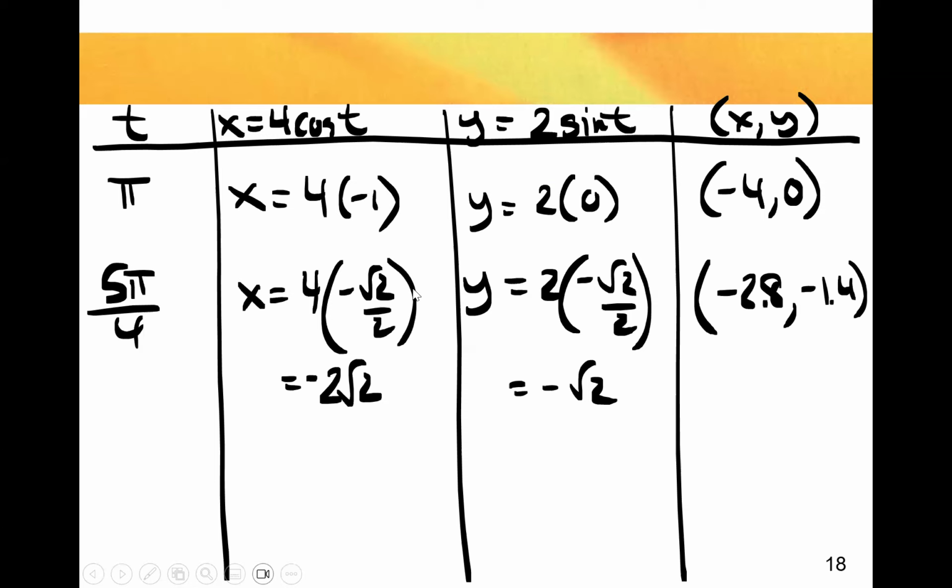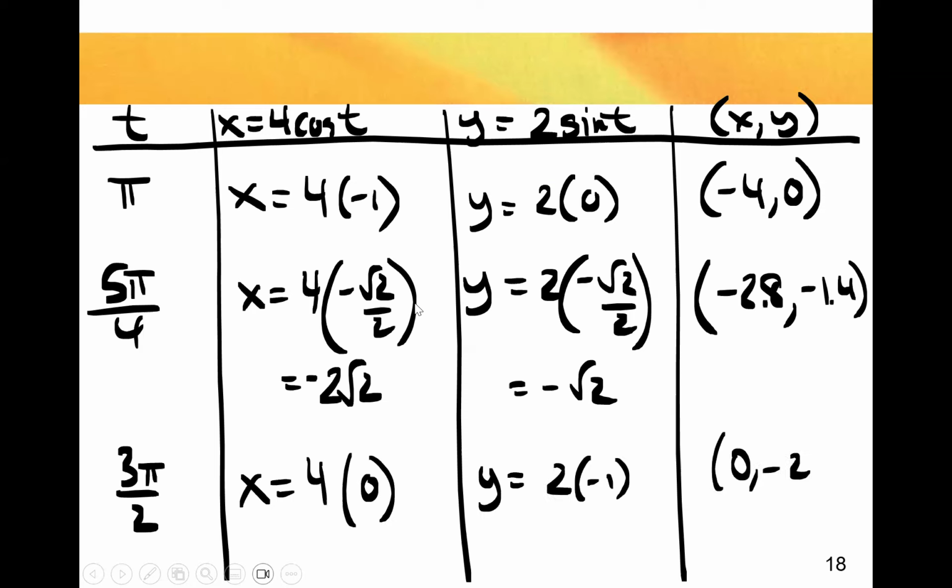Okay, and who had 3 pi over 2? I did. Okay, what'd you get? 0 and negative 2. 0 and negative 2 is perfect. Okay, awesome. All right, and I got myself, let's see, a 7. Tell me you guys wrote it down already? Any questions so far? So 7 pi over 4, I think it's Megan.